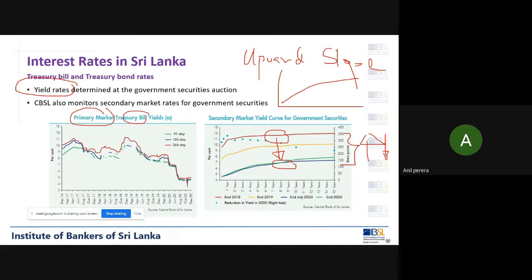So as someone said, interest rates going up and down can be monitored from the yield curve. If interest rates go down in the economy, the yield curve should shift downwards. If interest rates have gone up in the economy, the yield curve should shift upwards. Okay, so that is an important indication of the movements of interest rates in the economy, the yield curve.